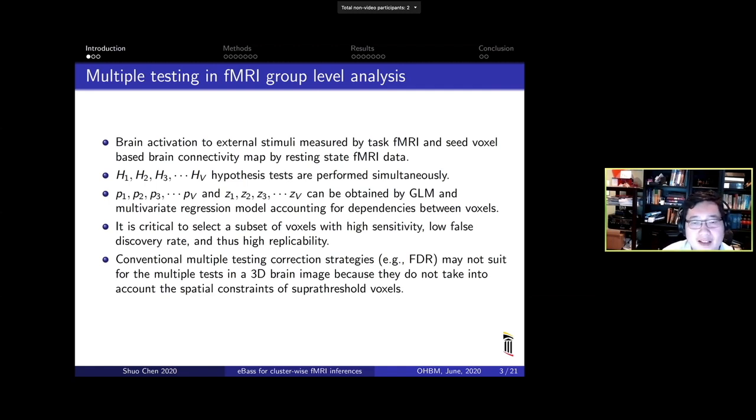And the goal usually is to select a subset of voxels that is significantly associated with the experimental condition or the clinical status of a subject, across different groups. And we want the selection of the subset of voxels with high sensitivity, essentially high power, and a low false discovery rate, so that we have high replicability and reproducibility. And as we know, the conventional multiple testing correction strategies may not suit the multiple testing in a 3D brain image because they don't take into account the spatial constraints of suprathreshold voxels.